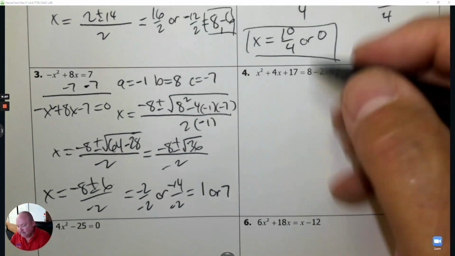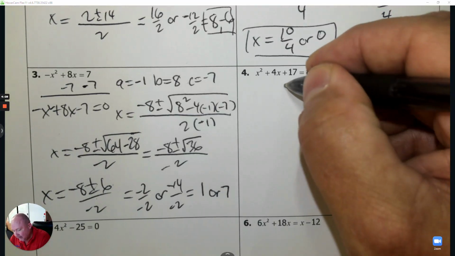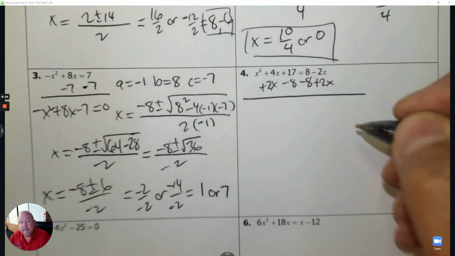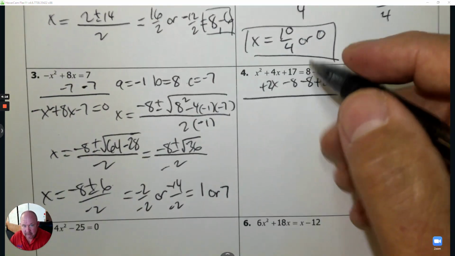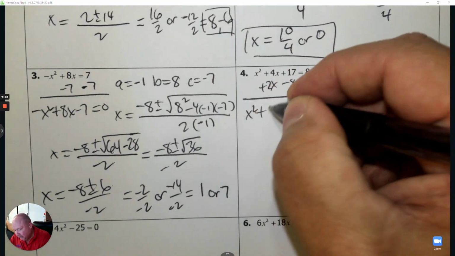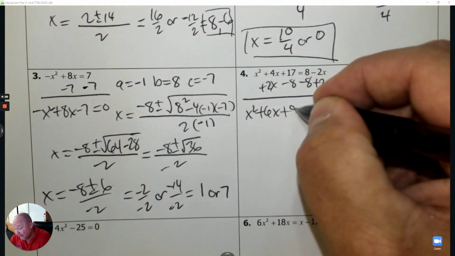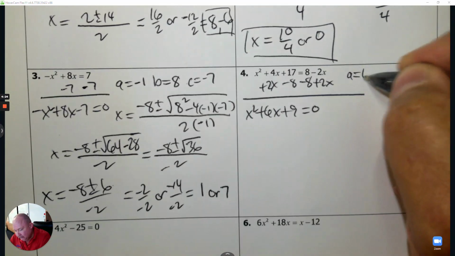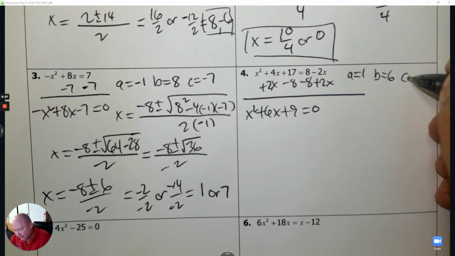Number 4, we want it equal to 0. So I'm going to subtract 8 and I'm going to add 2x. Make sure you have like terms underneath each other. I have x squared plus 6x plus 9 equals 0. A is 1, B is 6, and C is 9.